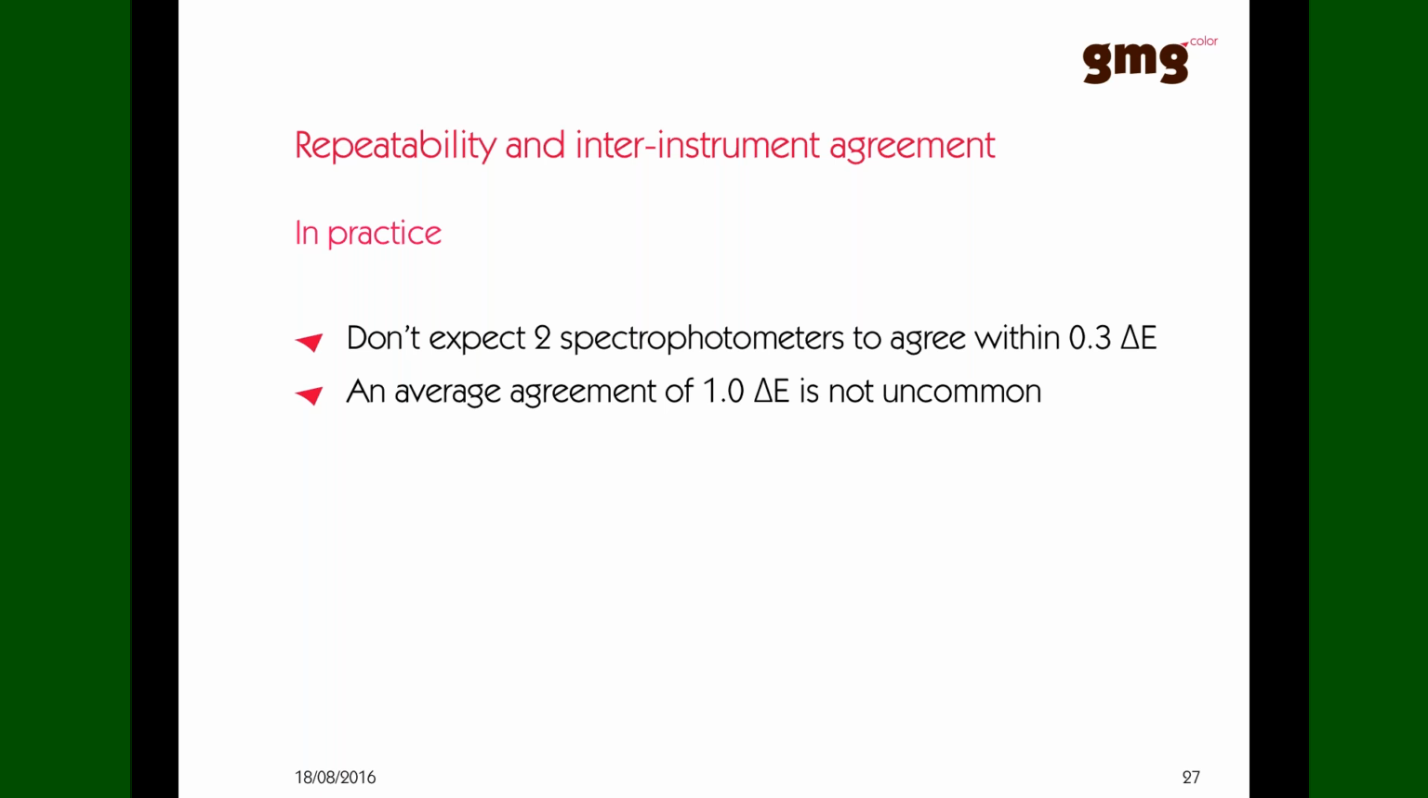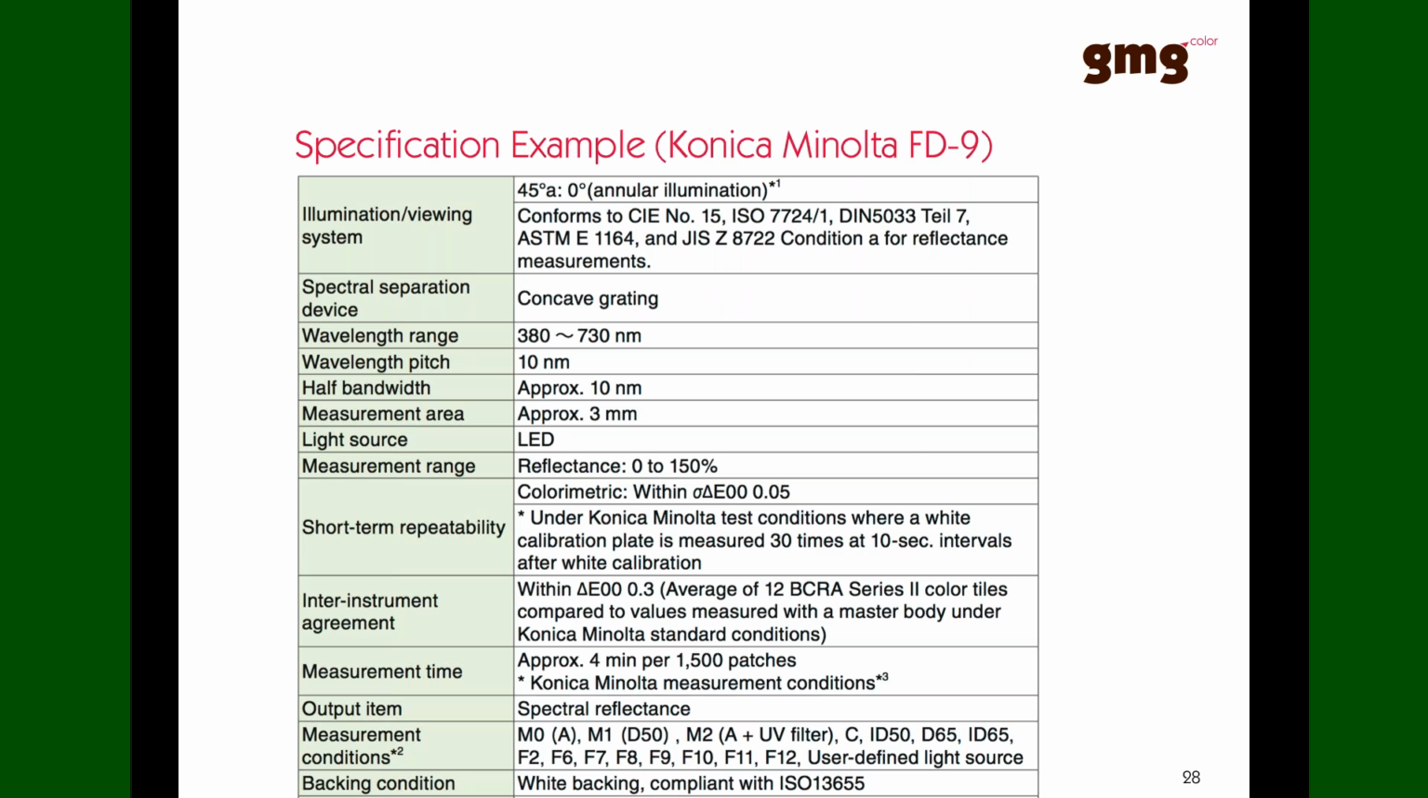Let's just have a quick look at the specification of one measurement device. So you see that everything we are talking about here can also be seen in the specifications of measurement device vendors. This is an example I got from the Konica Minolta homepage concerning the FD9 measurement device. Here we see on top that this measurement device was built with the 45-degree annular illumination. A few slides before, we've seen the annular illumination. That's where we have a very nice illumination of everything, basically.